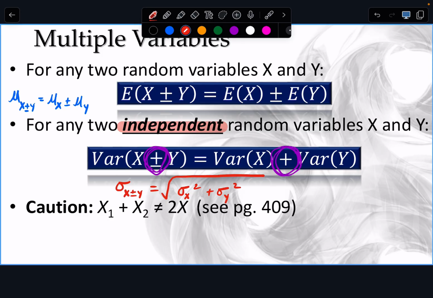So with linear transformations, the variance wasn't that important of a topic because we had a direct change associated with mean and standard deviation. But with a combination of variables, standard deviations don't combine directly. So I have to understand how to convert to variance, and then I combine the variances together always through summation, and then I can convert back to standard deviation.